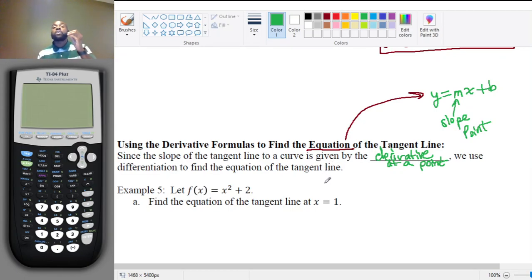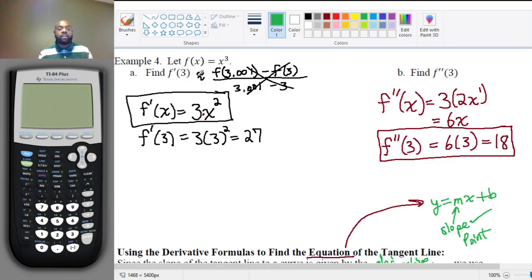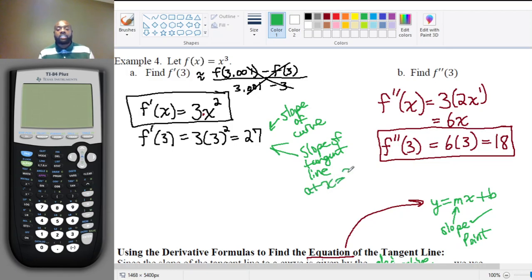And it's specifically going to give me the slope of the tangent line, right? Now, we just said that we needed the slope, which we have to find a derivative and plug it in, and that's going to give me the slope of my tangent line. So basically, exactly what we did up here. This 27 here is the slope of the curve at x equals 3, and that's the slope of your tangent line at x equals 3, right?